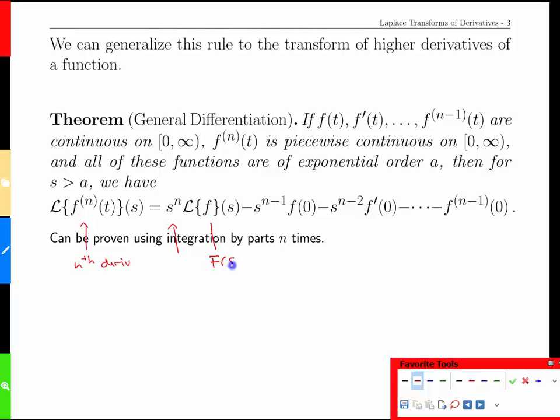We get the transform of the original function. That's what this is here. And that transform of the original function is multiplied by s to the power n. So however many derivatives, that's how many s's we get out front of that. And then we have a long series of initial conditions involved.